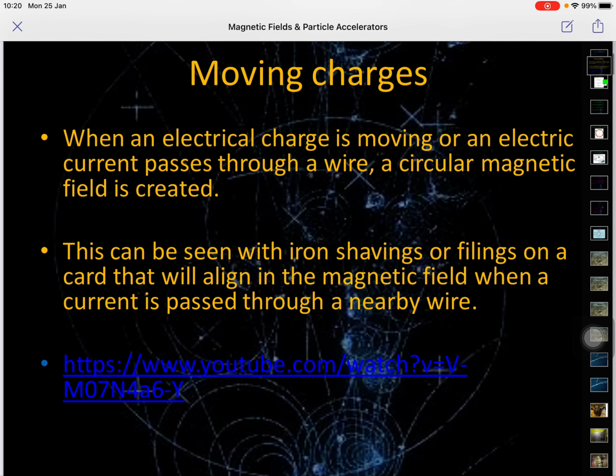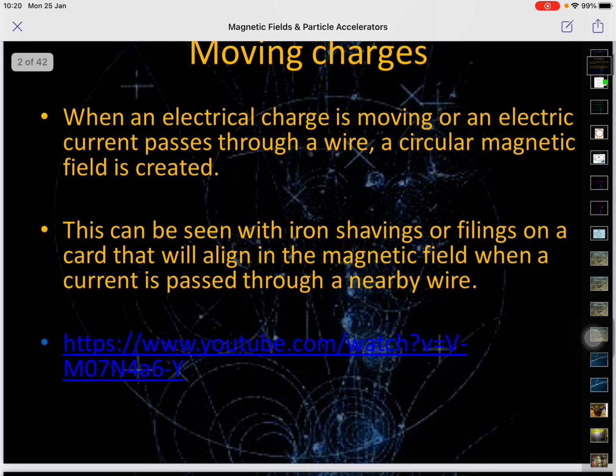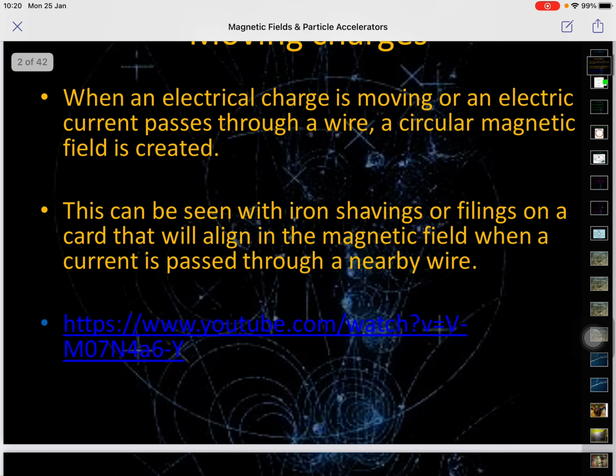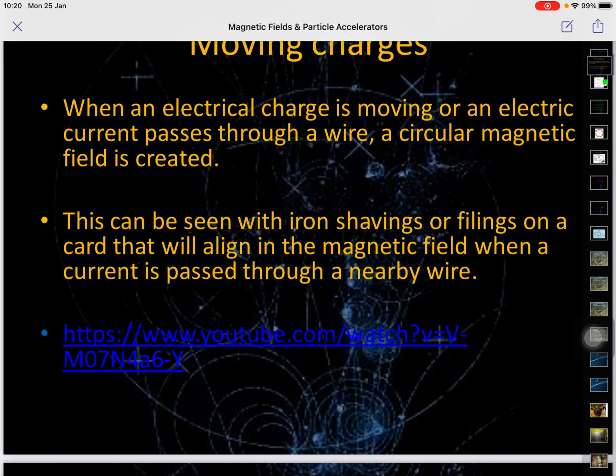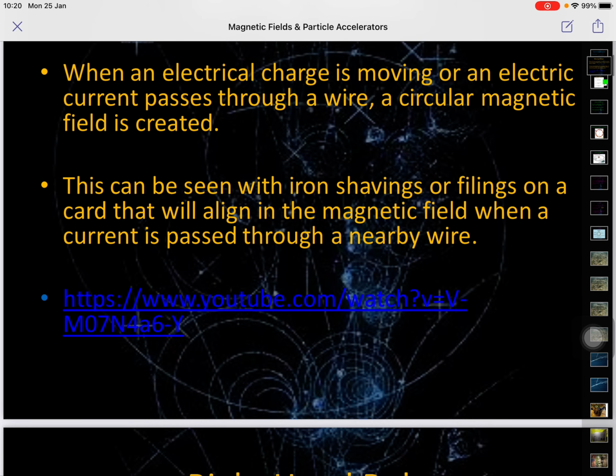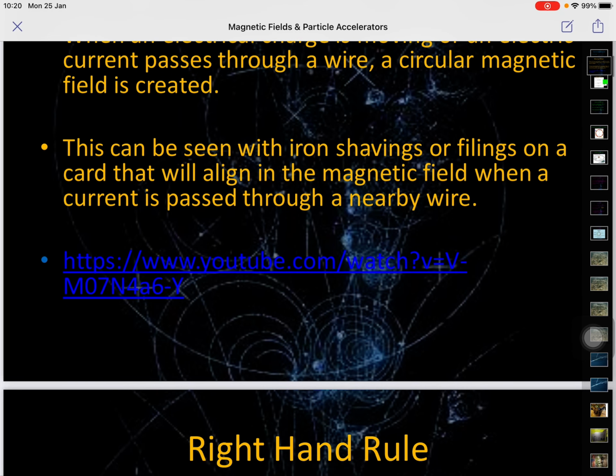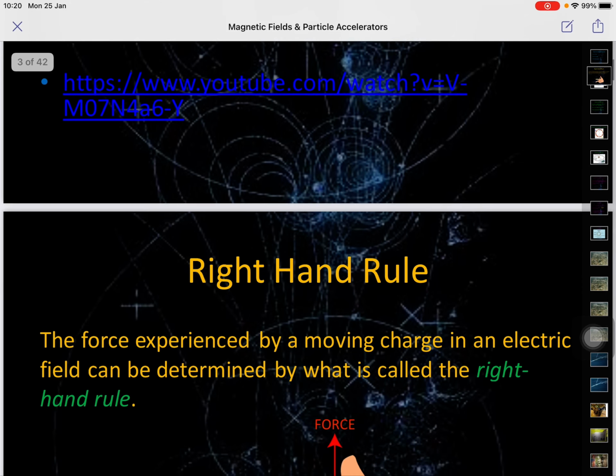So moving charge creates a circular magnetic field around it, and it can be seen with iron shavings or filings. There's a little YouTube video you can watch about that.